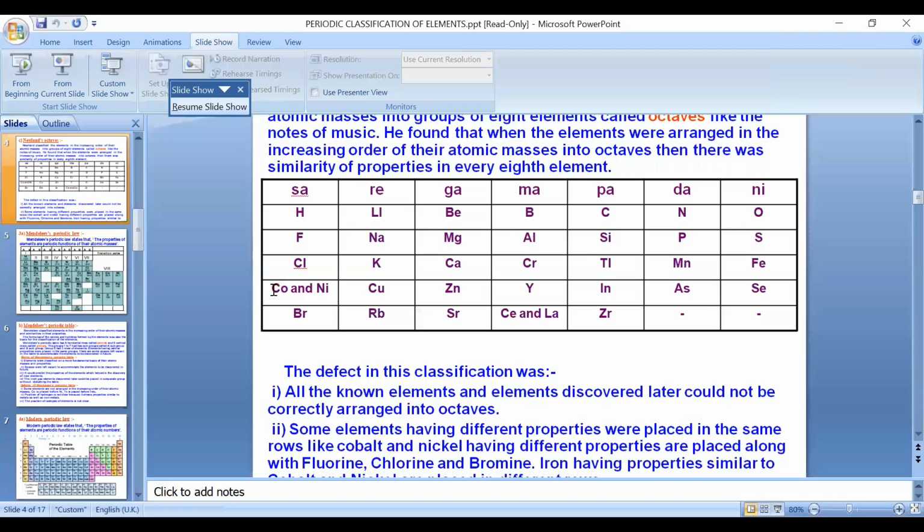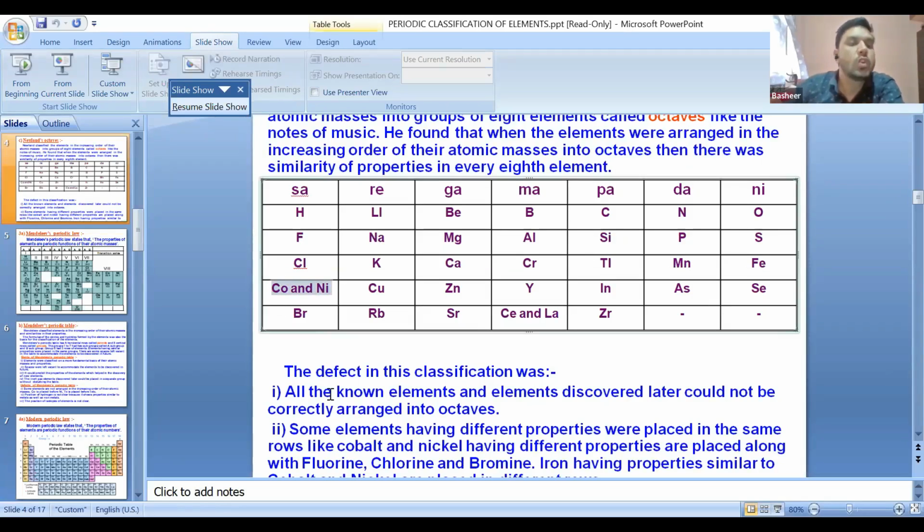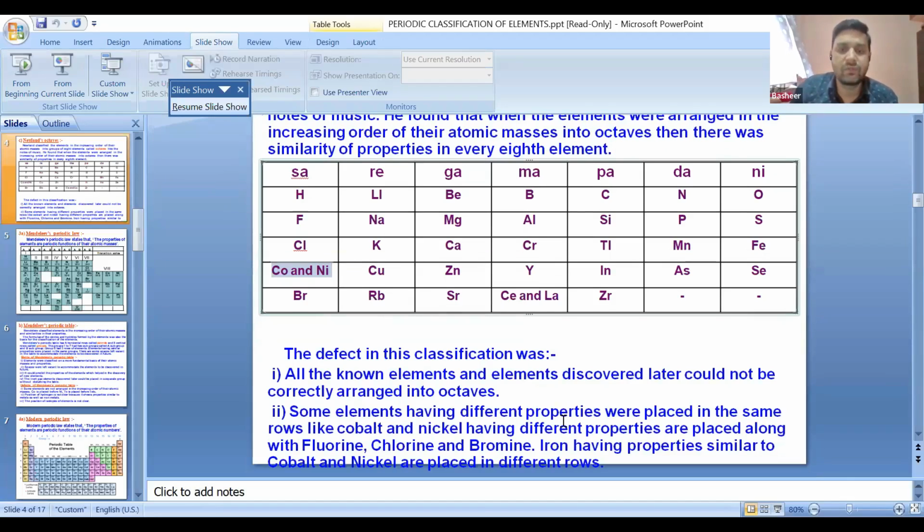For example, in the first column, cobalt and nickel. Cobalt and nickel should be in between chlorine and bromine, but because of the law of octaves it is not showing the same. Cobalt and nickel show different properties because they need a different number of electrons. So in comparison to fluorine, chlorine, and bromine, they are different. That's why this law was also rejected.